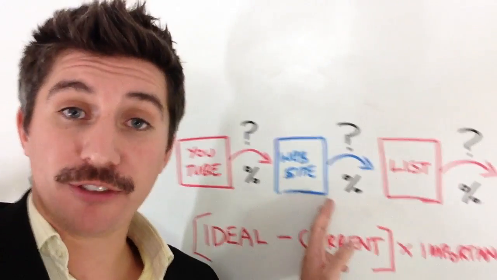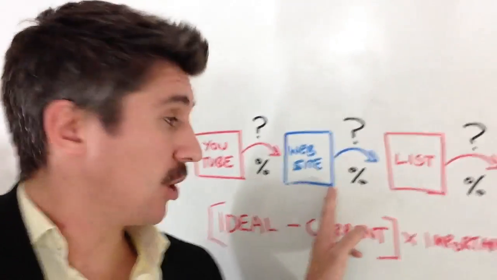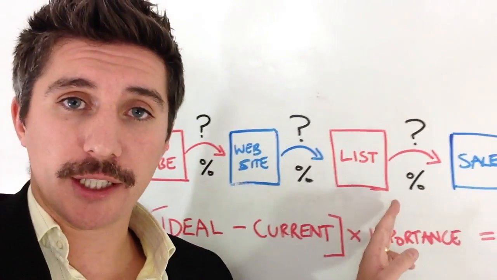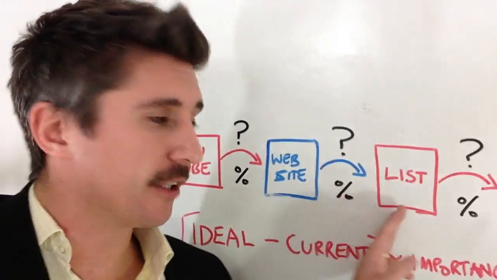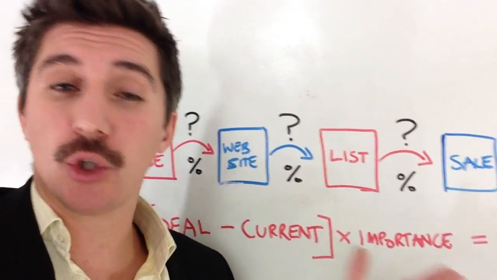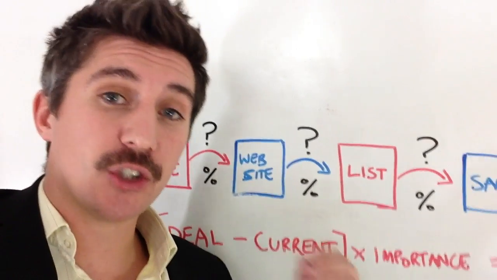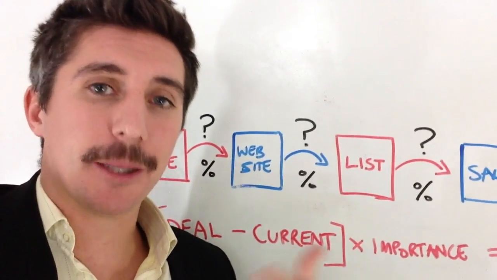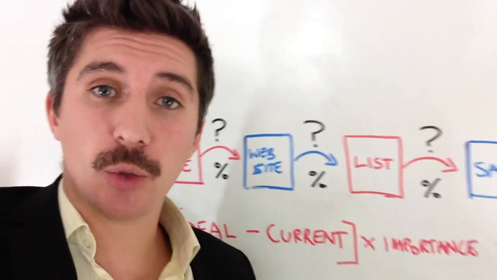Then work out, of that traffic, what's the percentage of people that go from your website onto your list. Okay, that's probably the most important conversion because it's a one-off. They'll decide there and then, yes or no, do you want it on the list or not on the list? Okay, and if they decide not to go on the list, it's always going to be more difficult to get them back again because they've said no to you once already.